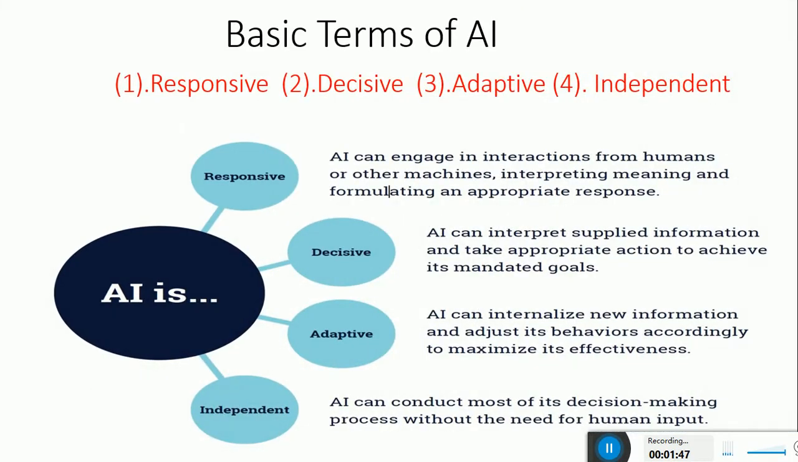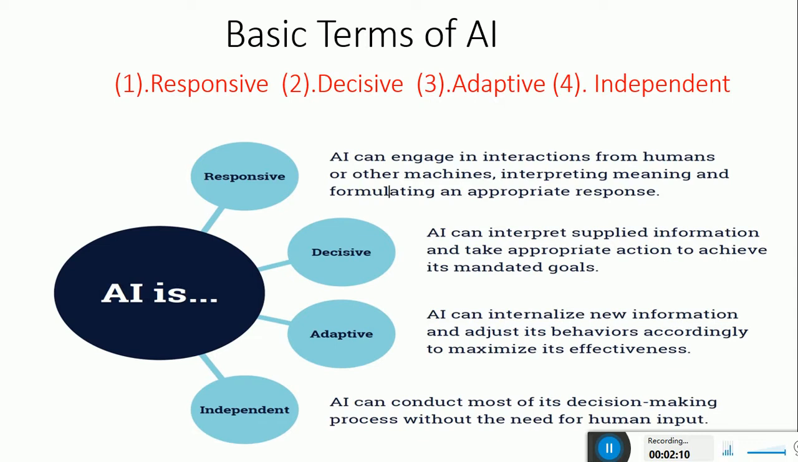The second topic is basic terms of AI: responsive, decisive, adaptive, independent. AI is responsive, decisive, adaptive and independent. The first is responsive. AI can engage in interactions with humans or other machines, interpreting meaning and formulating an appropriate response, like human behavior.